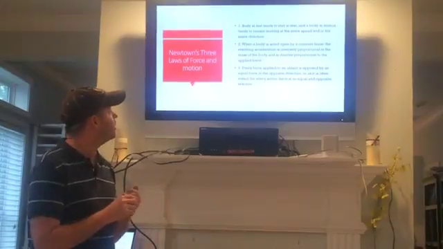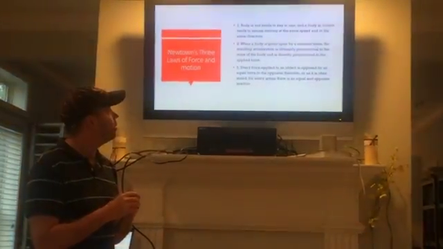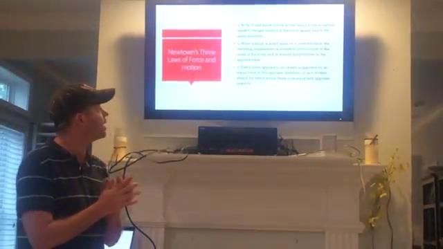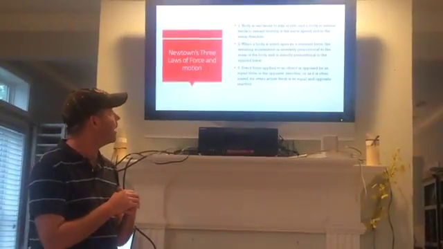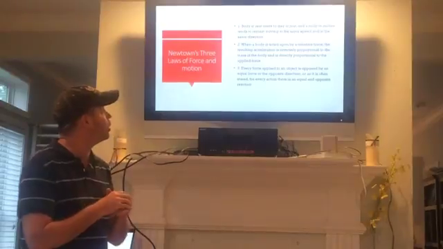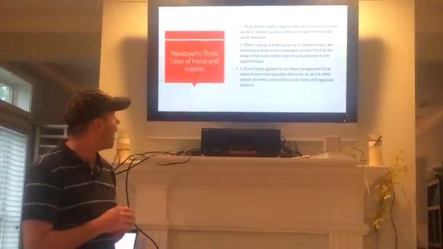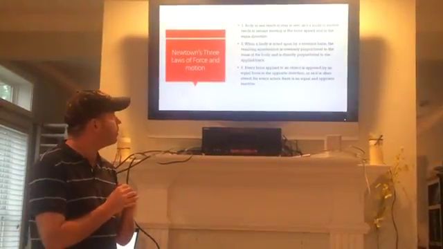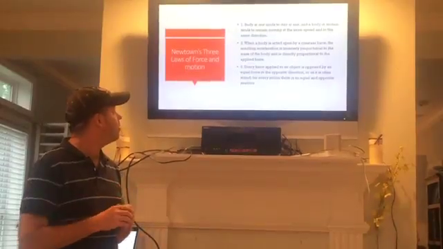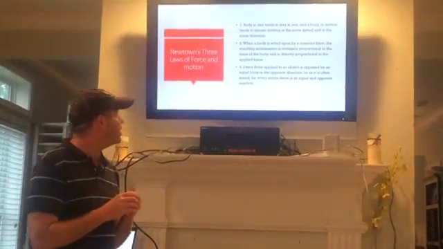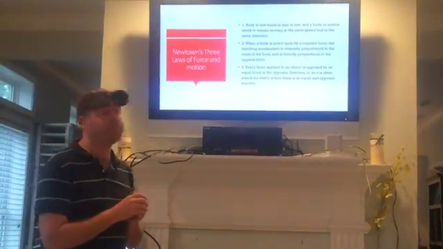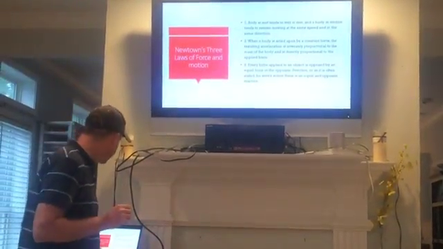The second law is when a body is acted upon by a constant force, the resulting acceleration is inversely proportional to the mass of the body and is directly proportional to the applied force. And 3, every force applied to an object is opposed by an equal force in the opposite direction. Or as it is often stated, for every action there is an equal and opposite reaction.